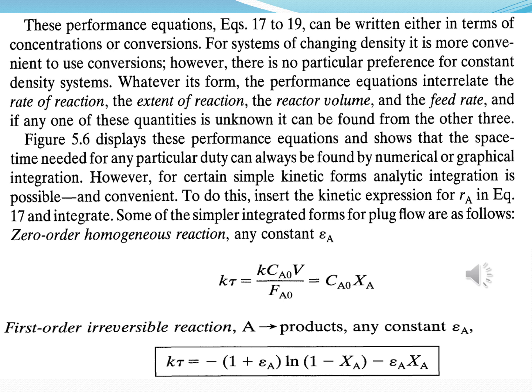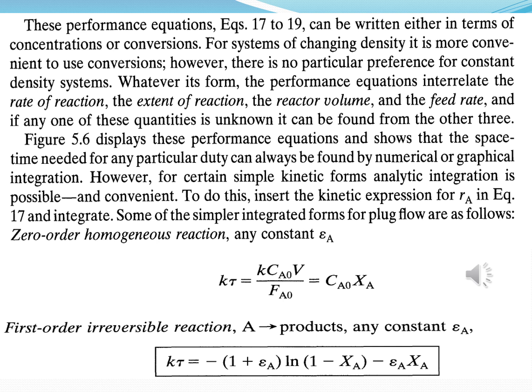Whatever the form, the performance equation interrelates the rate of the reaction, the extent of the reaction, the reactor volume and the feed rate. So if any one of these quantities is unknown, it can be found from the other three. So there are four variables. What are these? Rate of the reaction, the extent of the reaction, which means conversion, Xa, the reactor volume, and the feed rate. That will be the molar flow rate or volumetric flow rate, Fa naught or V naught. If any three of the quantities are known and you have to find the fourth one, we can find the fourth value by using this performance equation.